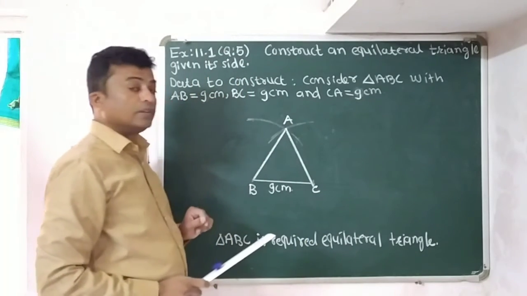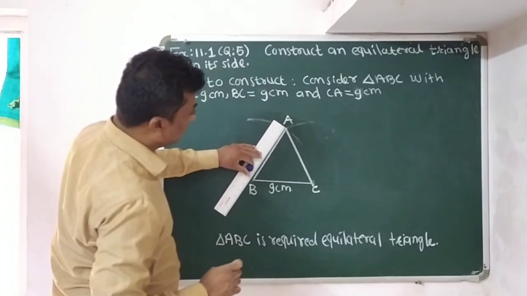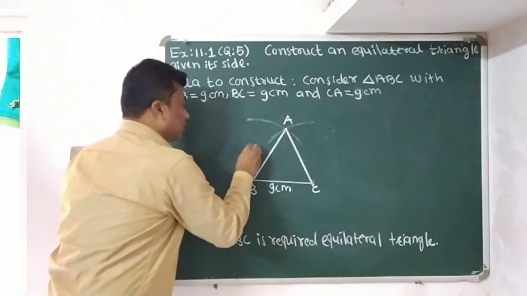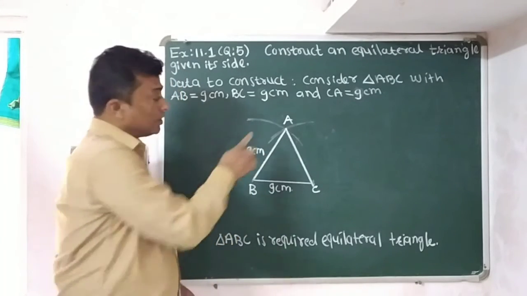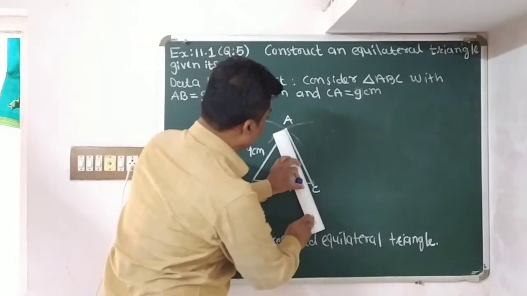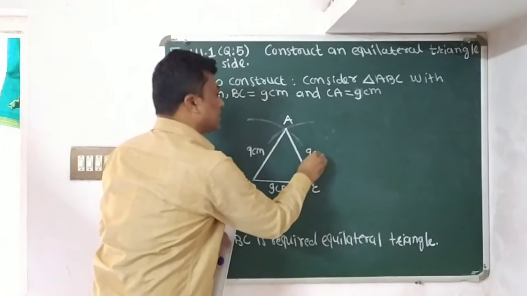Now I will measure the length of line segment AB. I am measuring the length of line segment AB and it is 9 centimeter. Now I will measure the length of line segment AC. I am measuring line segment AC and it is also 9 centimeter.